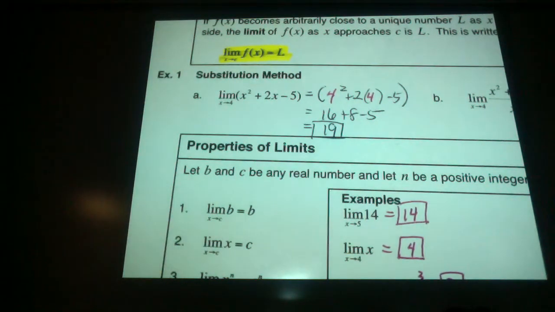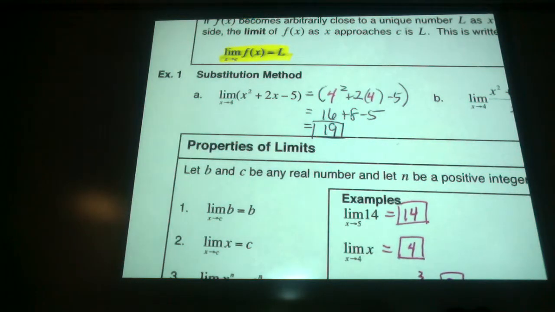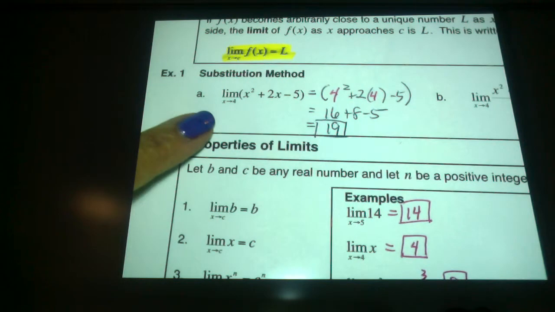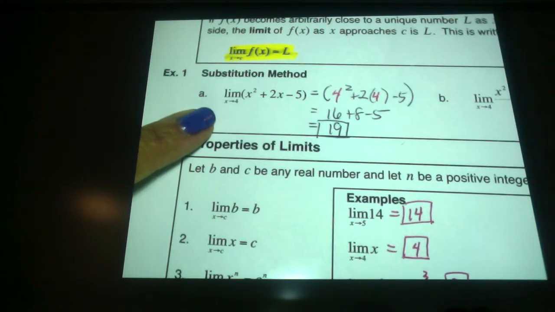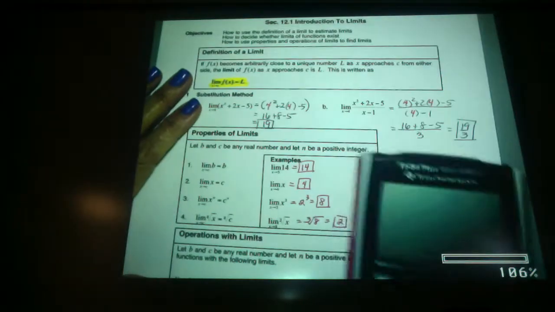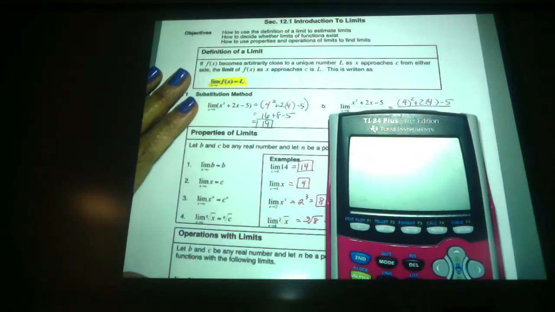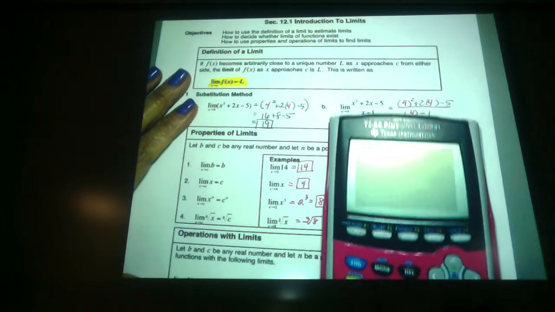So we have several different methods that we can use. The easiest method is your substitution method. So for this function, x squared plus 2x minus 5, what is the limit as x approaches 4? So one method is just a substitution method. We're going to evaluate that function at 4. So if I plug 4 in for x, don't I get a value of 19? If you look at the equation or the graph, so take your calculator. Oh yay, my batteries are low. We'll see how that works.